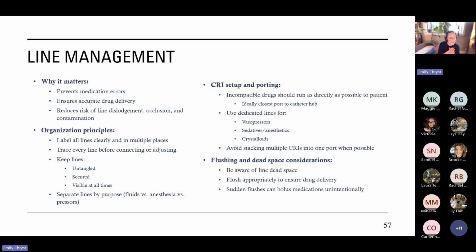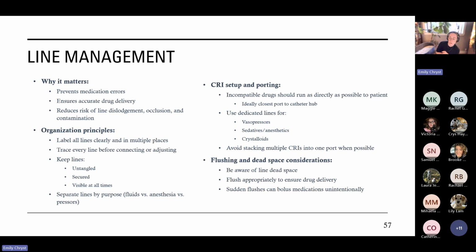We want to make sure that these lines stay untangled, they're all secured, and that they're visible at all times. I don't like it when my lines are running under blankets or under the table. I want to see all of them. And then I will separate lines by purpose.